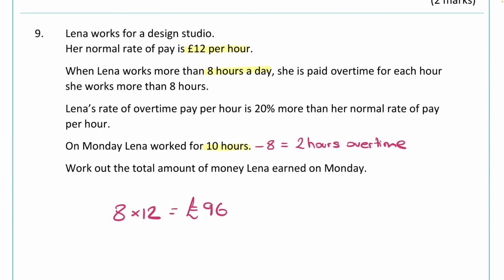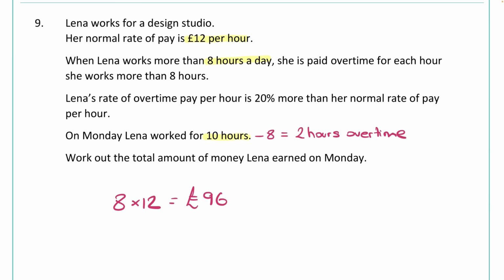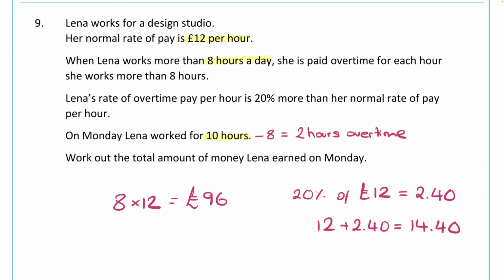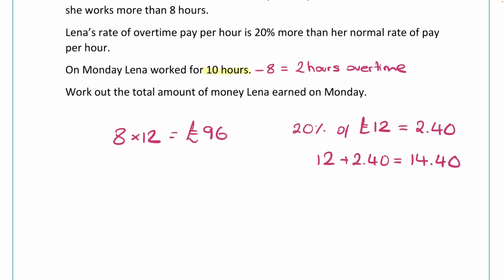And then for the additional 2 hours, she's going to get paid 20% more. So I need to work out what 20% of £12 is, because she's going to get paid more than that. 20% of £12, I could do 0.2 times 12, or I can divide by 100 times by 20, or whatever method you prefer for working out a percentage. But 20% of £12 is £2.40. So if I add that to the £12, so 12 plus £2.40, that means that for every hour of overtime she works, she gets paid £14.40.